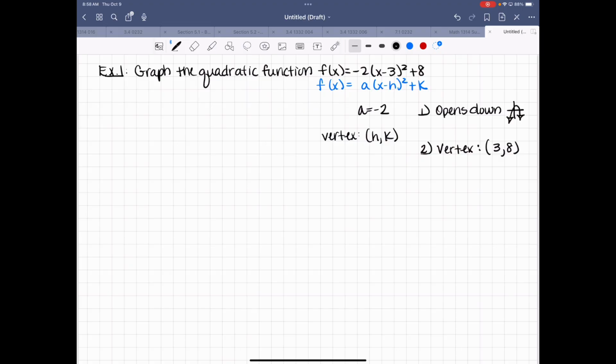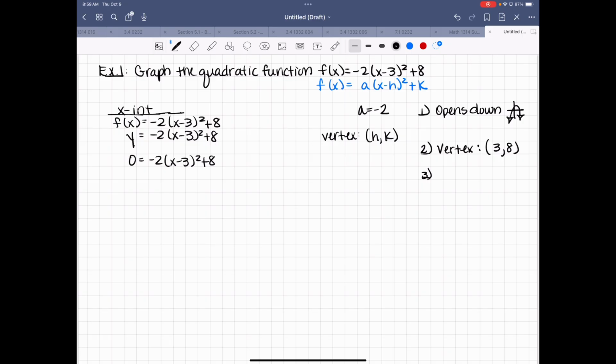Now I'm going to find some x-intercepts. Okay, so I'm going to go over here. I'm going to have to do a little math with my x-intercepts. Now, it says when we do x-intercepts that we need to set y equal to 0. Well, right now I have f of x equals negative 2 times (x minus 3) squared plus 8. Who's y? f of x. So I've got y equals negative 2 times (x minus 3) squared plus 8. We're going to change that y to 0. So 0 equals negative 2 times (x minus 3) squared plus 8.